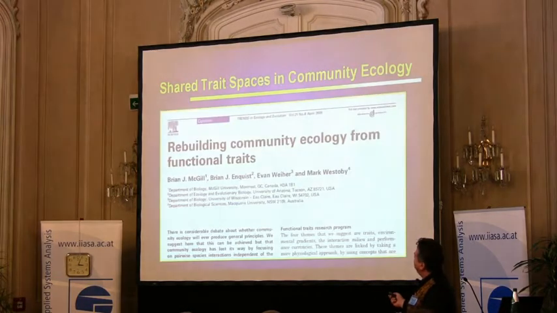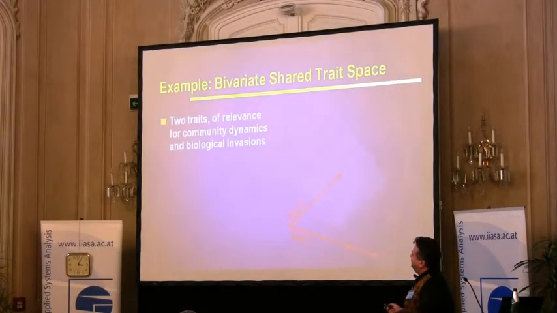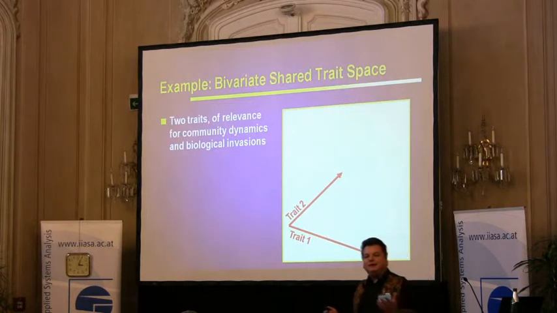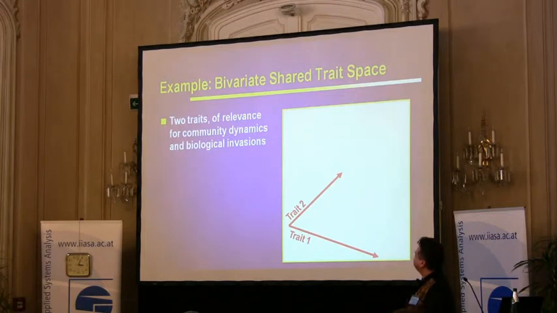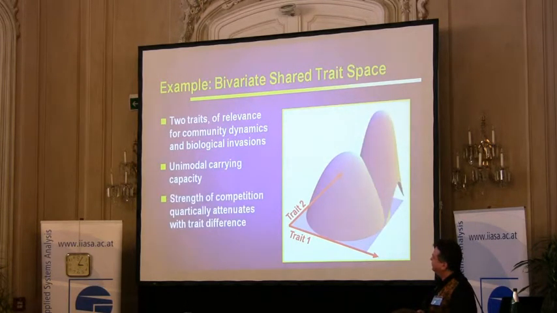So there was an influential paper in TREE by other people, we were not involved here, 2006, Rebuilding Community Ecology from Functional Traits. I recommend that, very good reading. Now let me run you very quickly through the two trait situation. So assume that we have functional traits, and now we have a bivariate trait space. And now we make the same assumptions as before, a unimodal resource distribution and a unimodal competition function. But now everything is in 2 dimensions. So this is a unimodal resource distribution. Here we have the unimodal competition function.